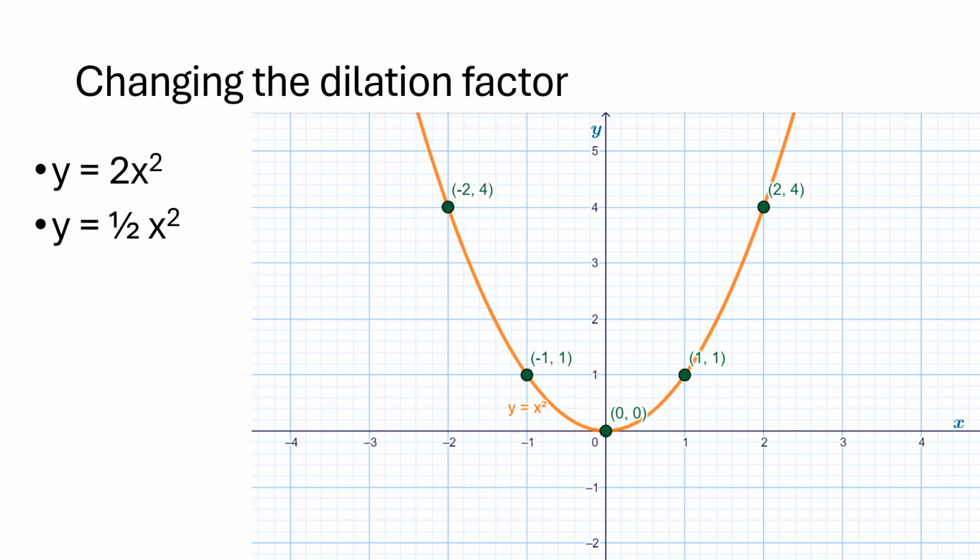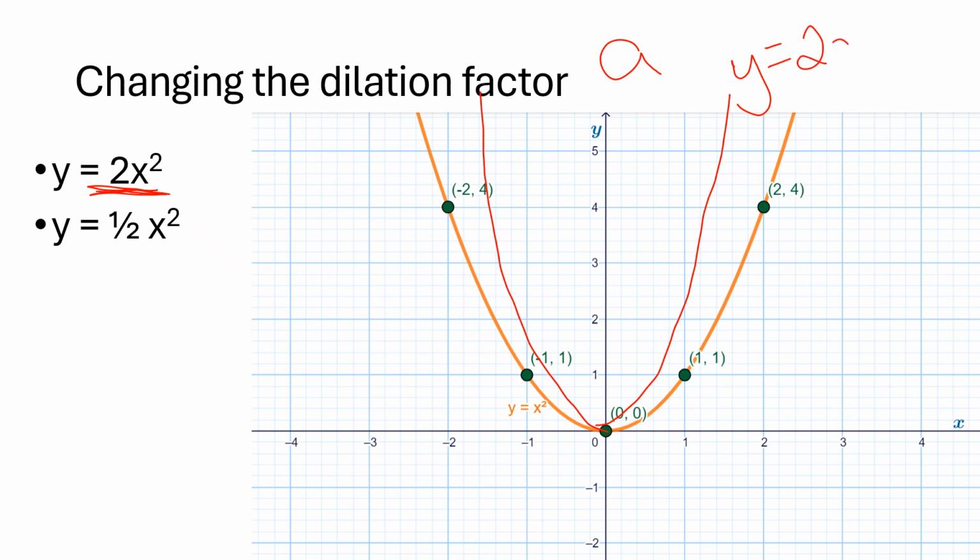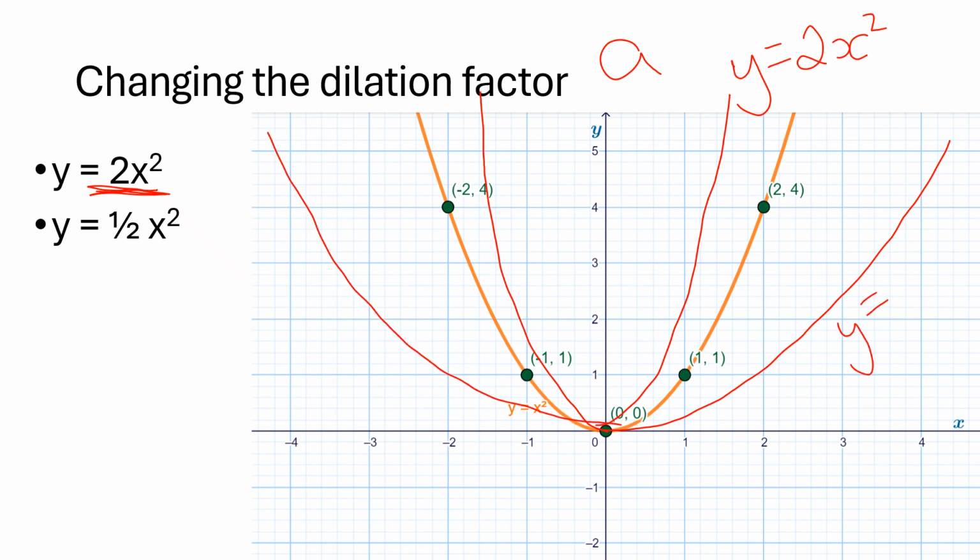If we change a, the dilation factor, if we make it a larger number than 1, we're going to make our graph steeper, like this. So this would be y equals 2x squared. If a is a fraction, it's going to be shallower, more open, like this. So this would be y equals 1/2 x squared.